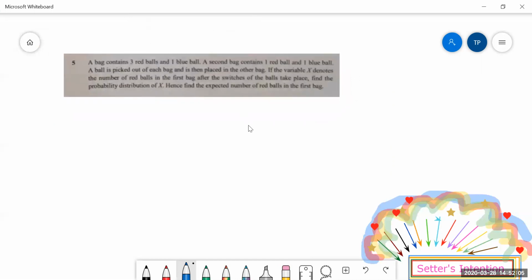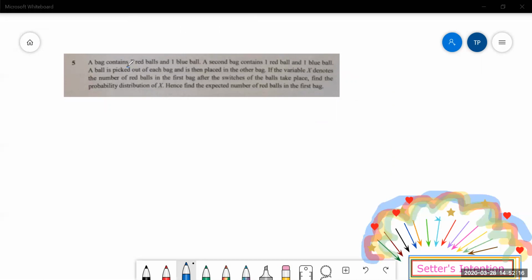Let's break down the question first. A bag contains 3 red balls and 1 blue ball. So I have 3 red and 1 blue. Then a second bag contains 1 red and 1 blue. A ball is picked out of each bag.